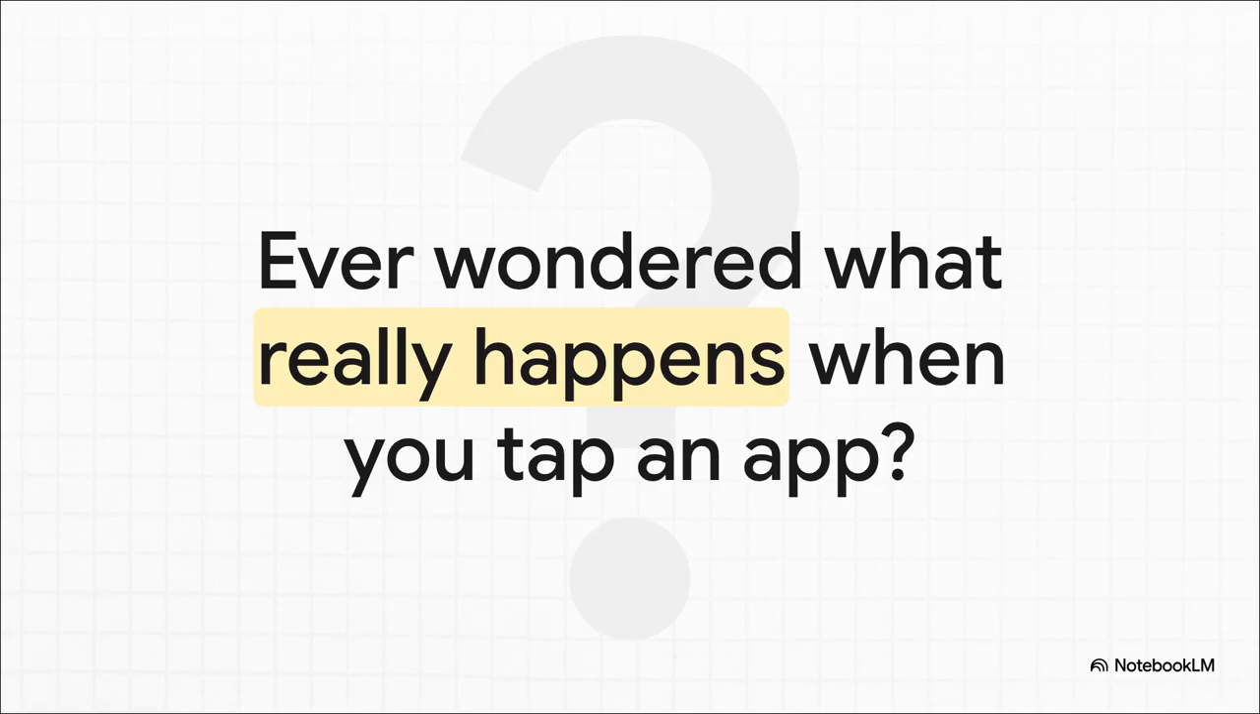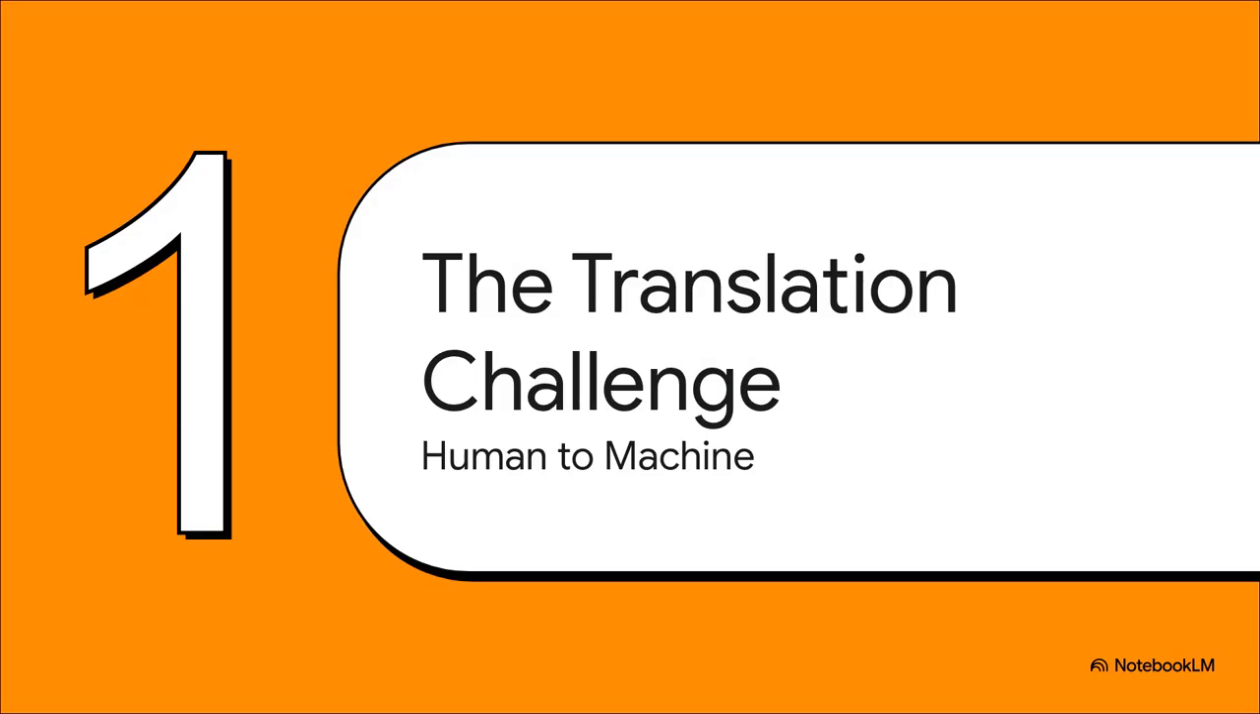So what's actually happening? We're going to trace that entire journey, from your tap all the way to the computer's final action. So, the first big hurdle is a language barrier. I mean, a huge one. We write ideas in languages that we can understand. But computers, they only speak one language, the language of on and off, of ones and zeros. That's it. So every single instruction we give has to be translated.